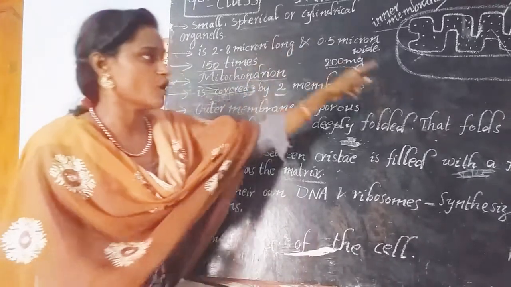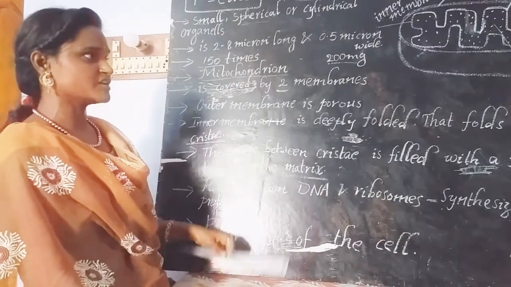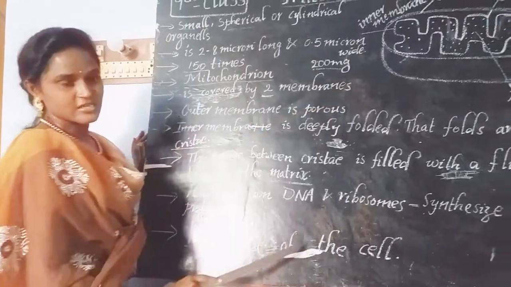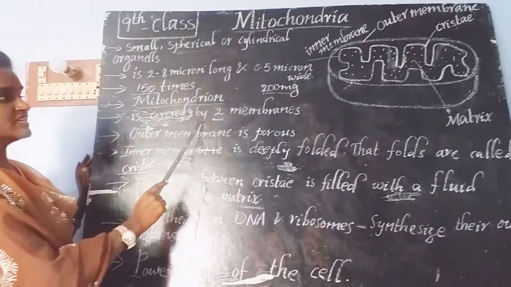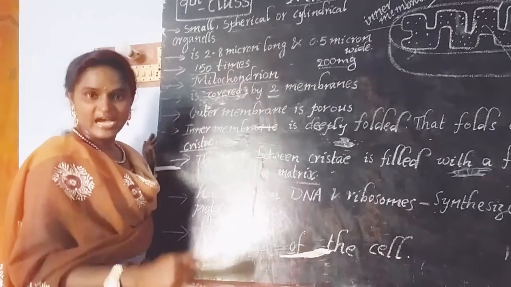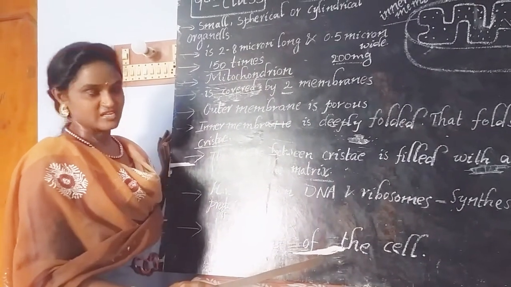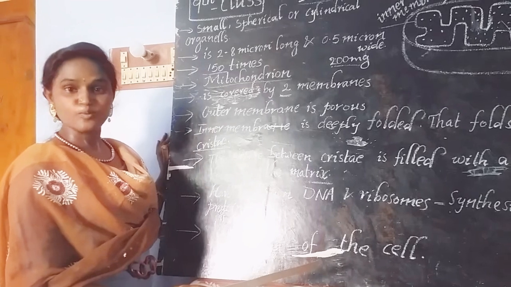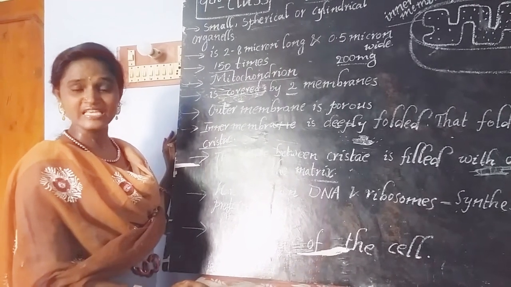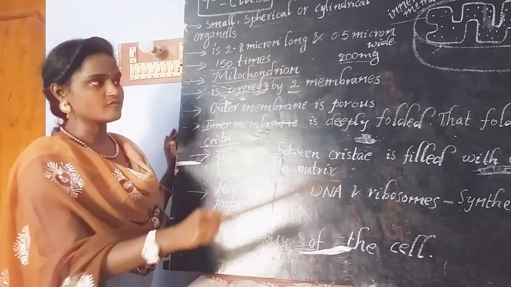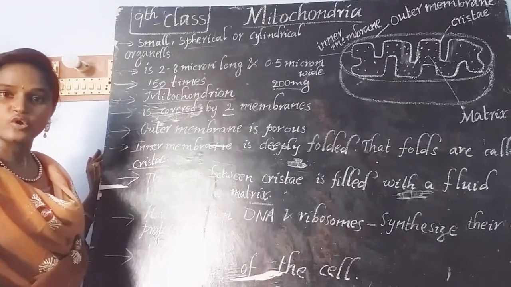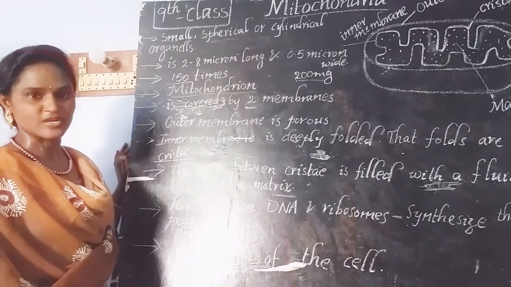If you observe the structure of the mitochondria, it is covered with two membranes. One is the outer membrane, another one is the inner membrane. The outer membrane is porous in nature. What is meant by porous? Porous means it contains many pores on it. The surface of the outer membrane contains many pores. That's why we call the outer membrane porous.